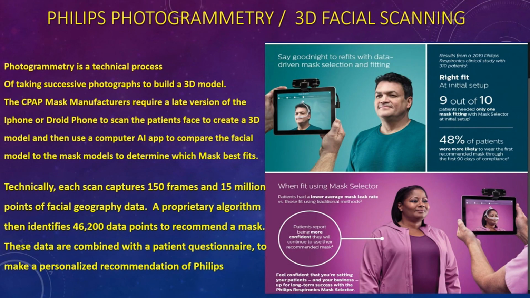Philips Respironics also had plans to launch this year a new type of mask fitting program using a high resolution facial scanner to create a three-dimensional view of the patient's face, then using a sophisticated computer algorithm to evaluate the face and make a good recommendation for the type of mask and the size. According to Philips Respironics literature, the camera would take 150 frames or 15 million points of facial geography data. Then the algorithm would identify 46,200 data points in recommending a mask.